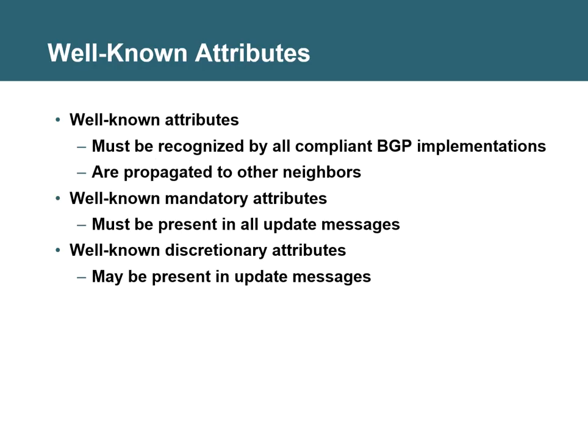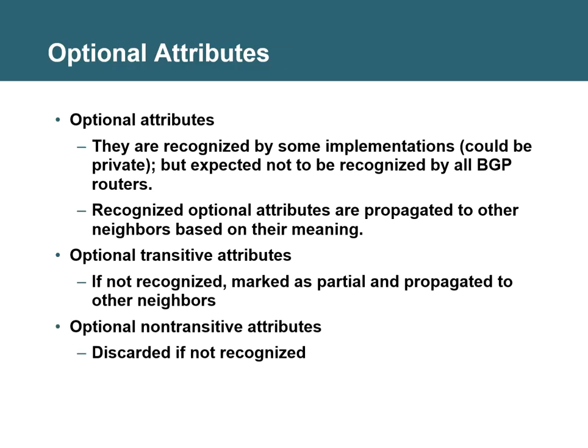Right? So we have these classifications, these categories: well-known mandatory, well-known discretionary, optional transitive, optional non-transitive. We are going to see some examples. Before that, do you have any question? I think examples will make it more clear. Correct. Let's get into it.